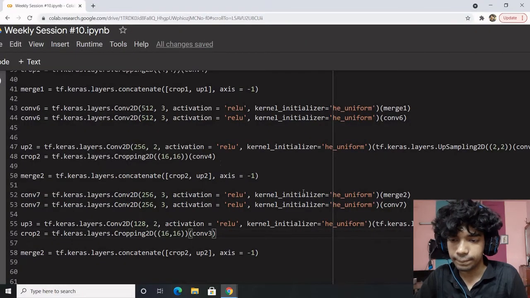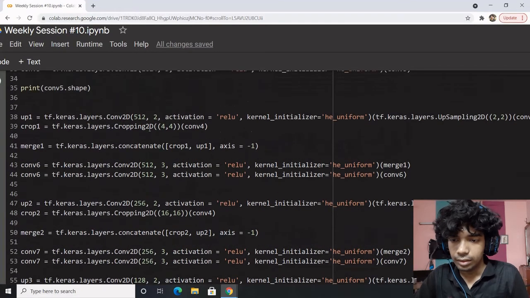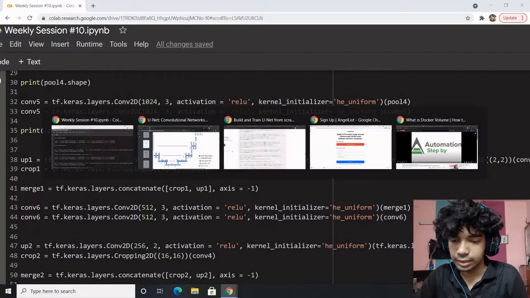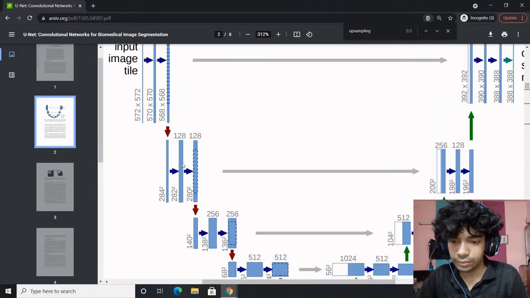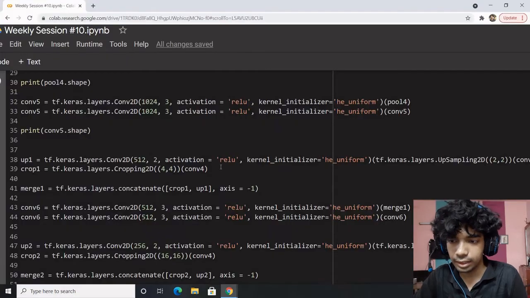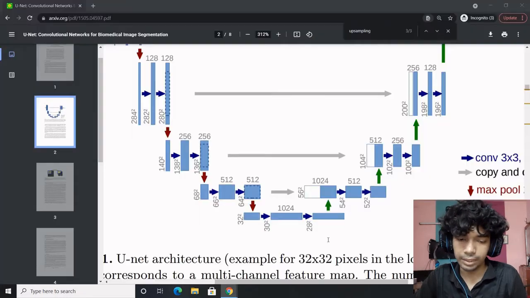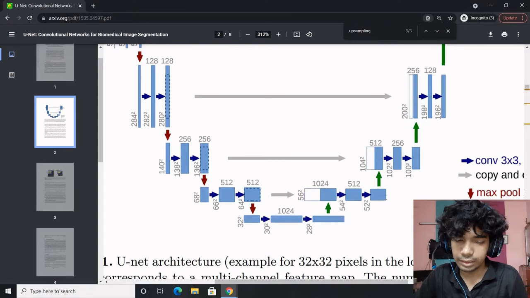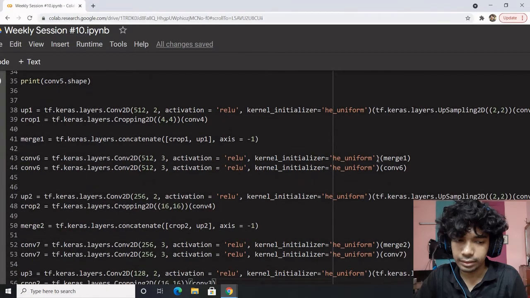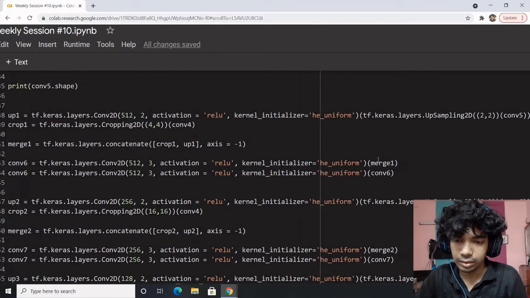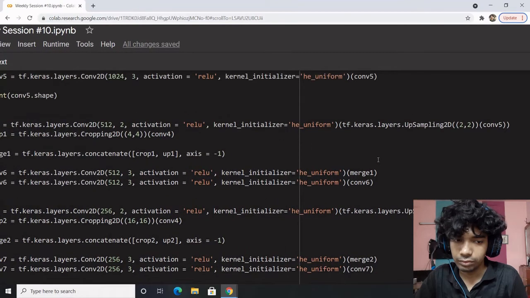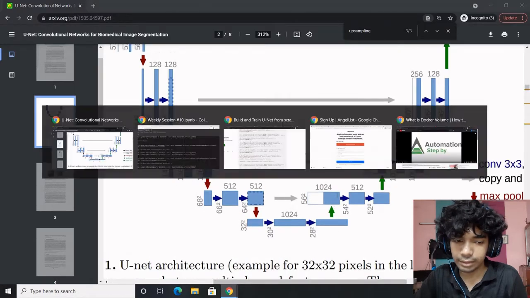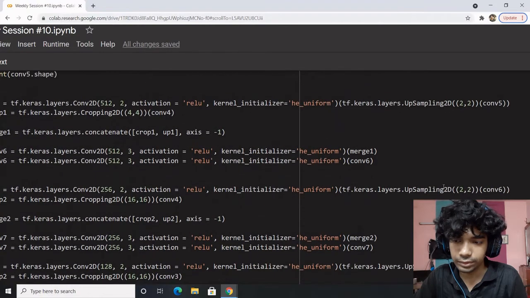Did I miss something? Okay. So this was till here, it was convolution 5, convolution 1, 2, 3, 4, 5. Till here we are good. Then we had our first upsampling, which was making it 512. We did the merge, concatenate, and then we had our convolution 6. Then we had upsampling again, which was 256, crop, concatenate. First upsampling happened on convolution 5, second upsampling would happen on convolution 6, next would happen on convolution 7.